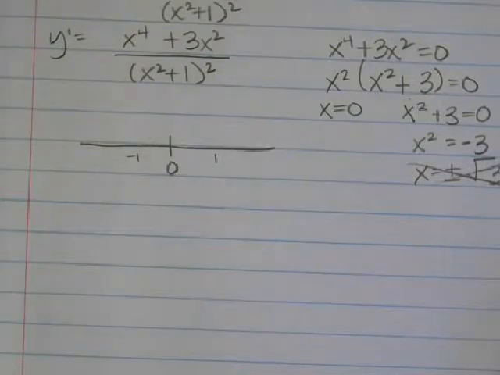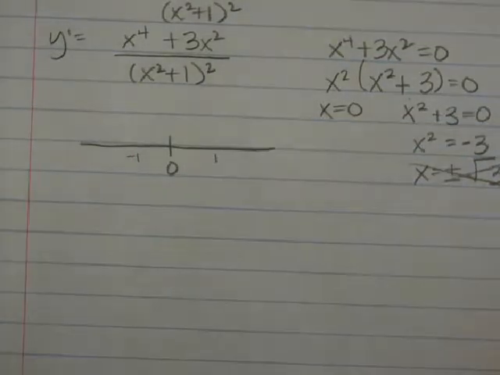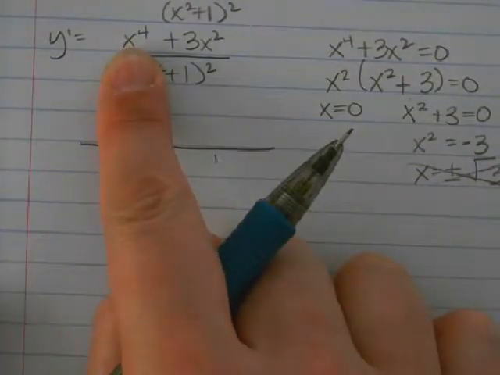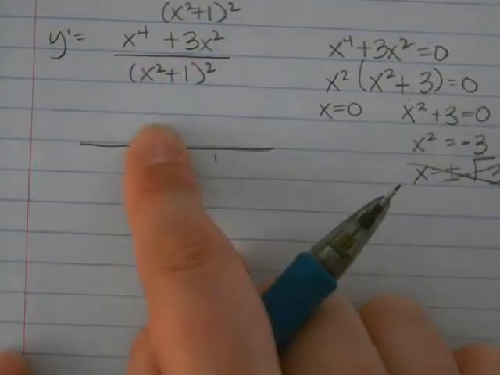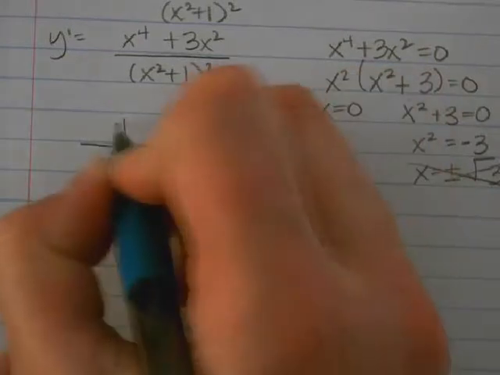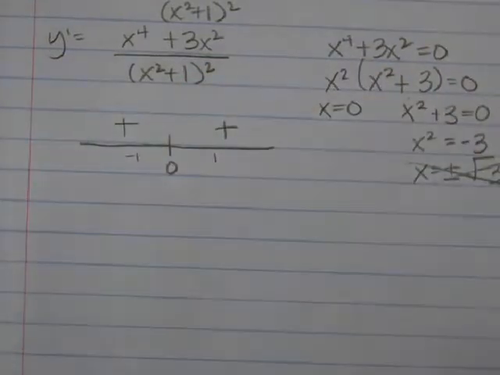You have even exponents for everything. You guys see that? So it's always positive. No matter what you plug in, it's always going to be positive. A negative to the fourth is positive. A number to the second is always positive. On the bottom, we have positive. So we're just going to say it's always increasing.